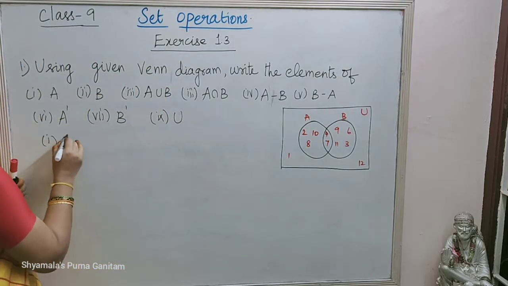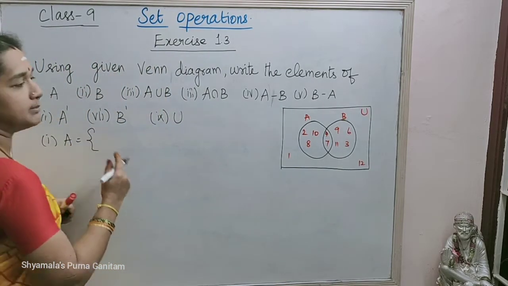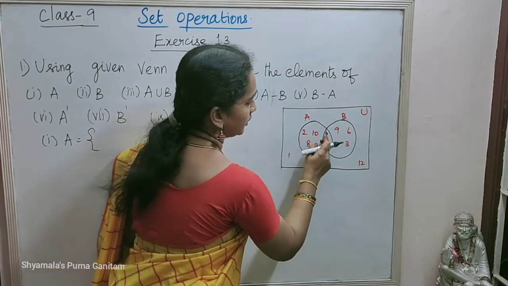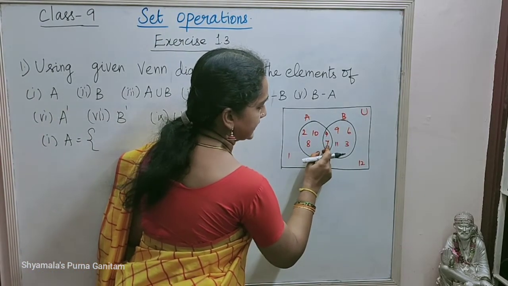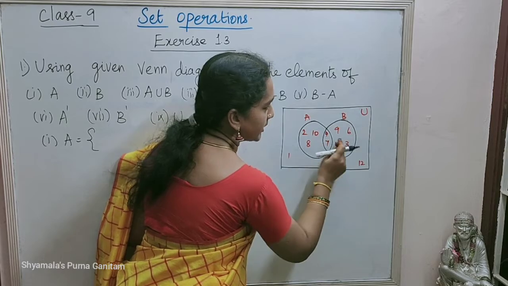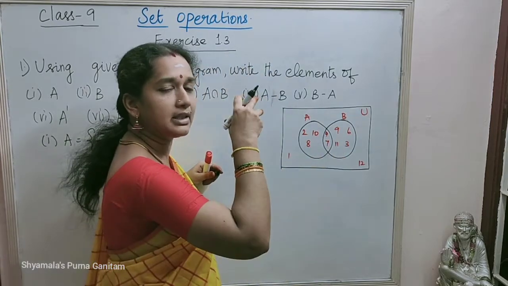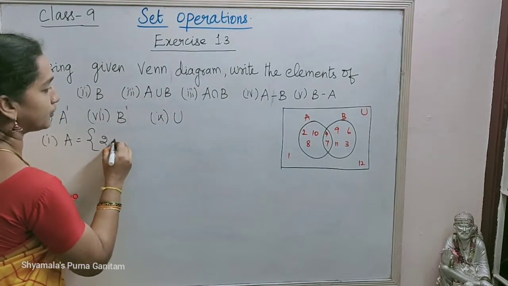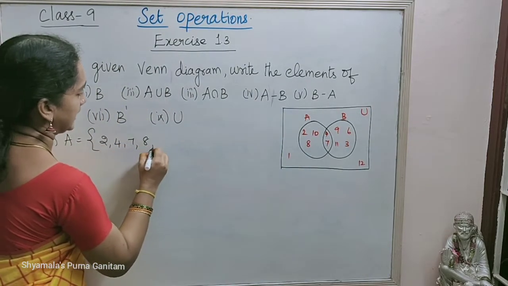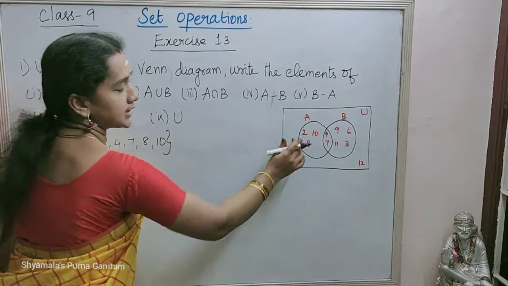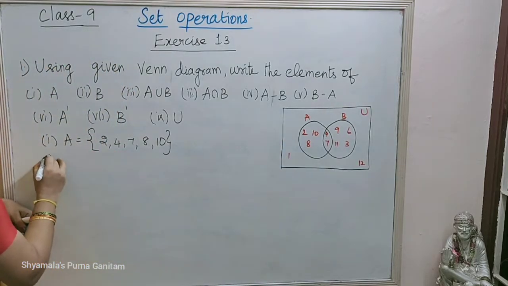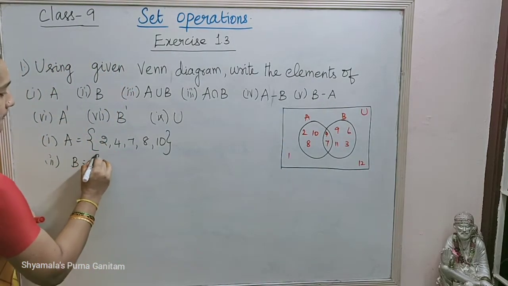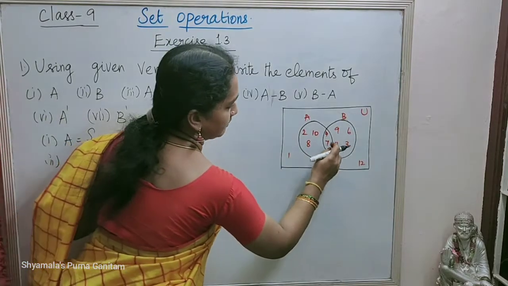So the first one is A. What are the elements of A? 2, 4, 8, 7, 10. Even though this is common to both A and B, we have to write that also as an element of A. So 2, 4, 7, 8, 10. So this is set A. Then the next one is set B. Set B is the same way.